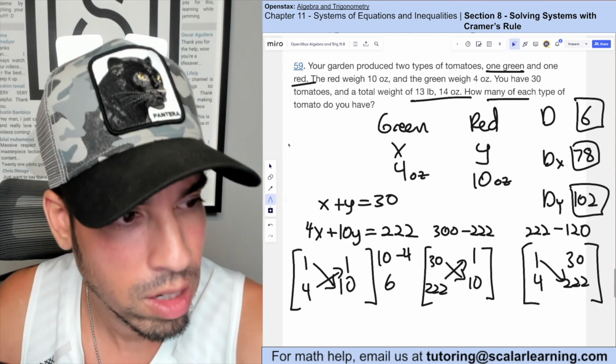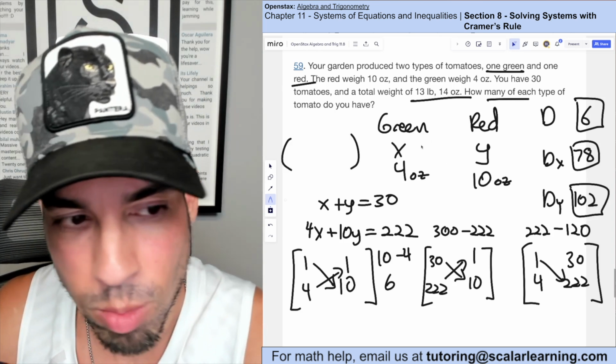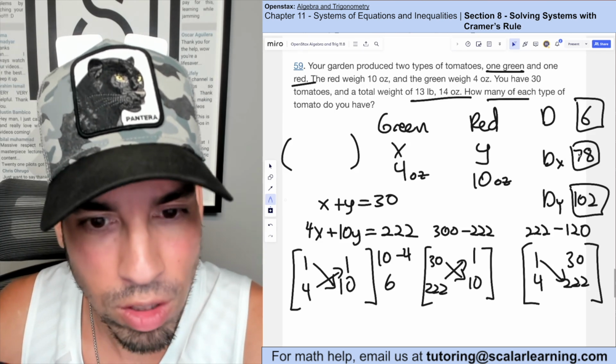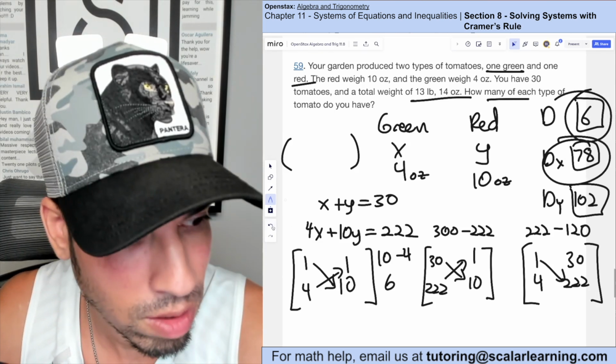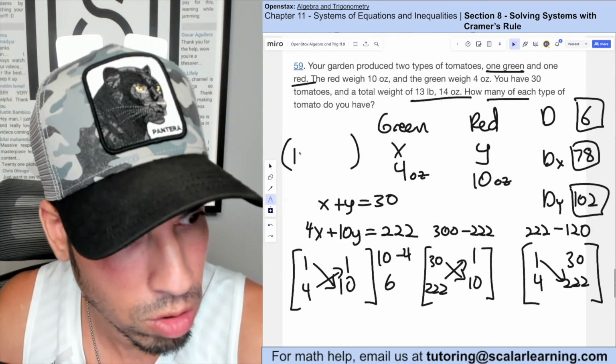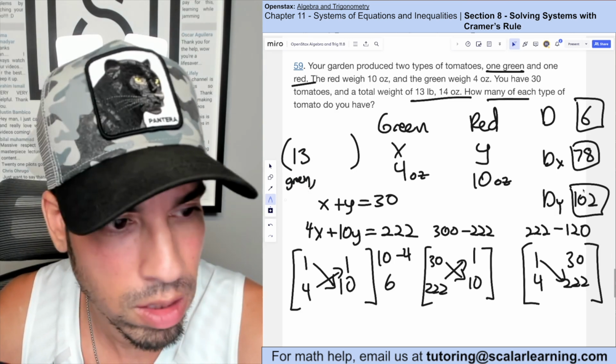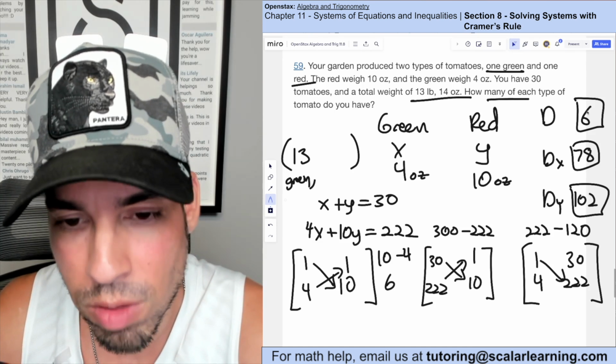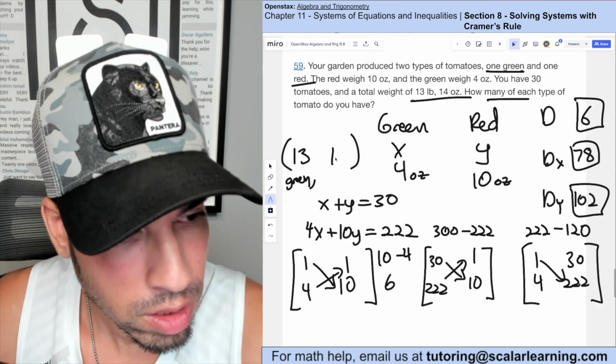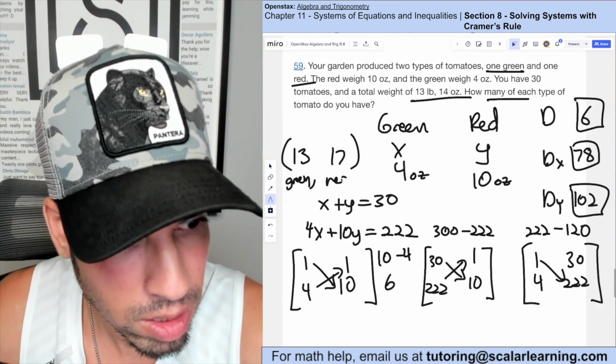Okay, now let's get our x and y values, which is the number of green and red tomatoes. So to get green, we do this divided by this, 78 divided by 6, which is 13. So we got 13 green. And then we have, to get the number of red, we do 102 divided by 6, which is 17. So 17 red.